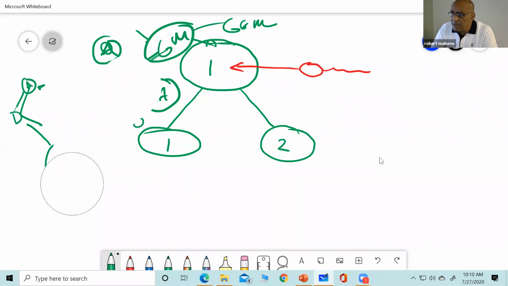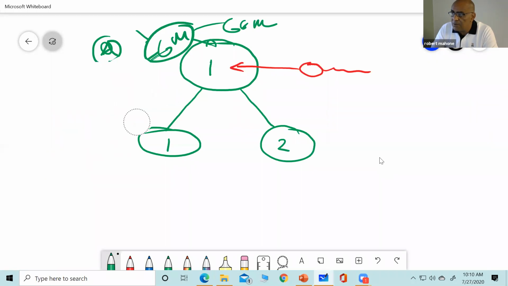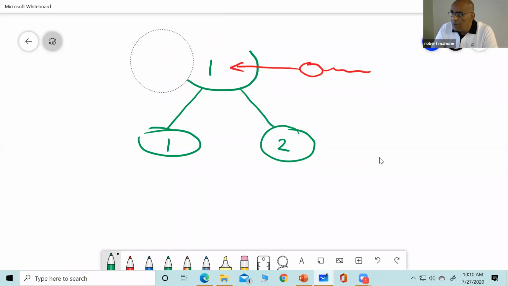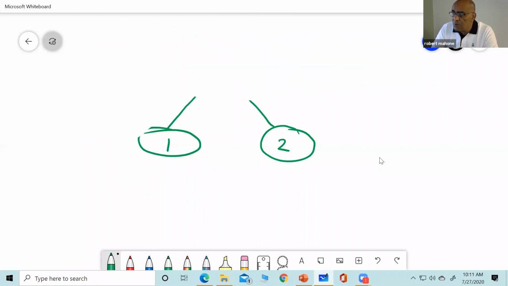Is anybody an identical twin? Anybody? No twins in here? All right. Well, they are identical because they were the same person at one point.